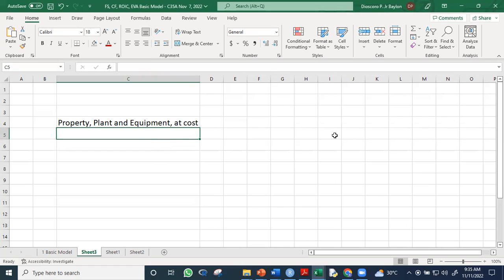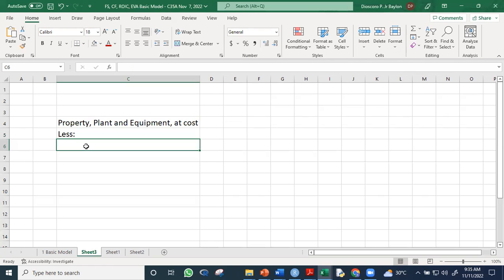If you recall from your accounting, what happens? You deduct this with what? What do you do with property, plant, and equipment at cost? You subtract what to get your net property, plant, and equipment? What do you subtract here? What can you recall from your accounting class?